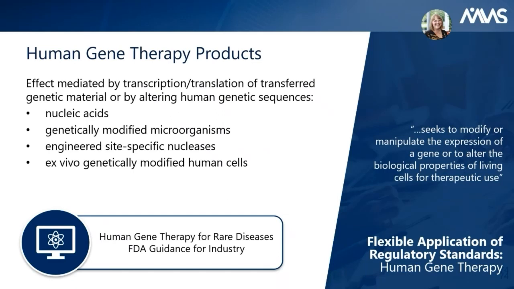These products are biologic. They mediate their effects by transcription or translation of a transferred genetic material, or by specifically altering human host genetic sequences. Some examples of gene therapy products include nucleic acids such as plasmids, in vitro transcribed RNA, and others, genetically modified organisms such as viruses, bacteria, and fungi, engineered site-specific nucleases, which can be used for human genome editing, and ex vivo genetically modified human cells.